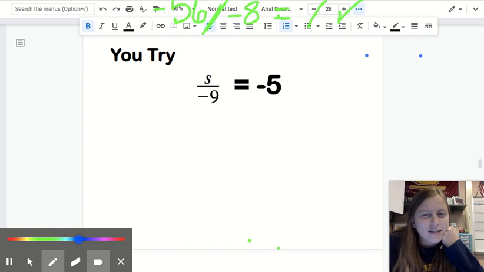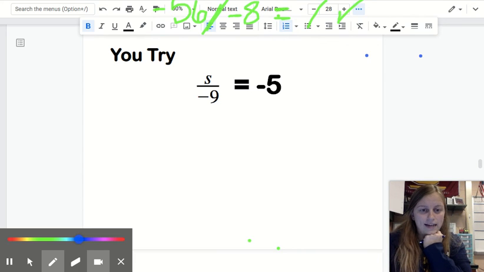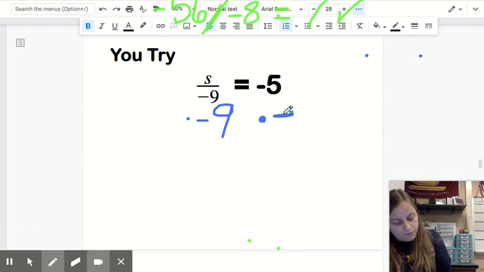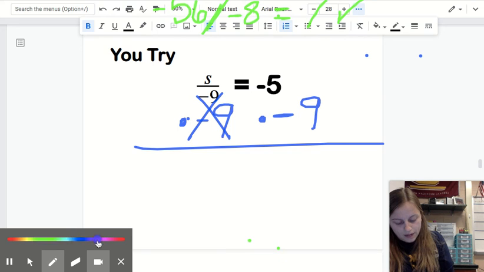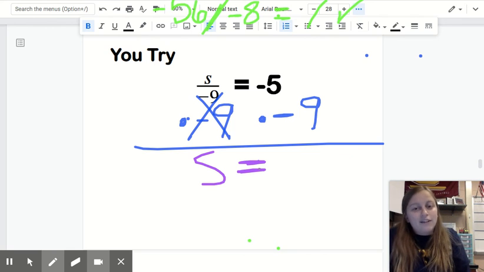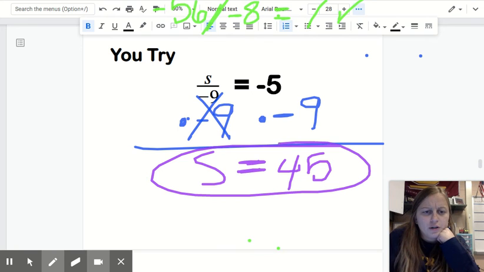All right, let's see how you did. We're dividing by negative 9 because fractions mean division. To get rid of dividing by negative 9, I'm going to do the opposite and times by negative 9. These 9's cancel each other out. So on the left, I'm left with s. Equals negative 5 times negative 9, which is going to give me positive 45. How'd you do? Did you show your inverse on both sides? And did you do negative 5 times negative 9 correctly?